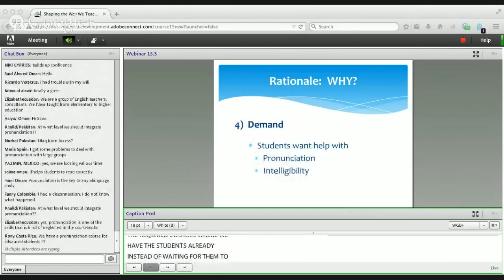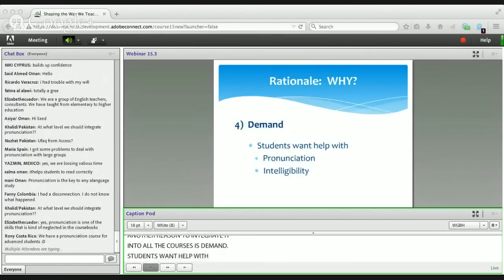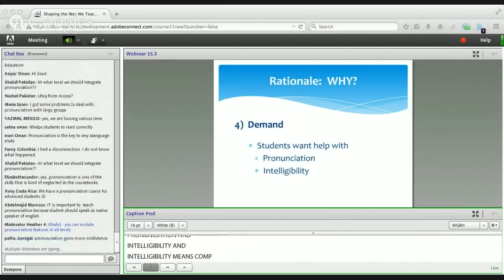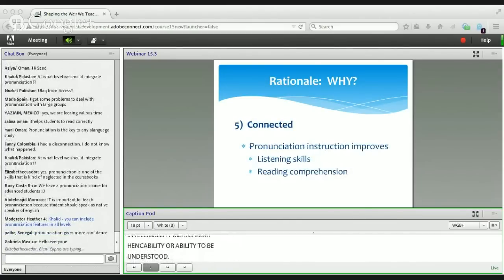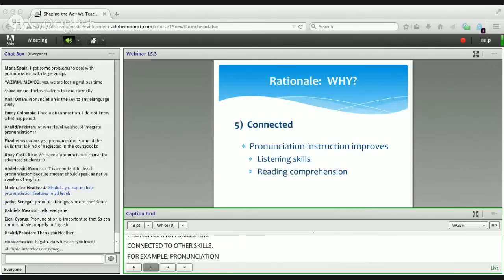Another reason to integrate it into all the courses is demand. Students want help with pronunciation and intelligibility, and intelligibility means comprehensibility or ability to be understood. Students want it and need it. Another reason to integrate pronunciation into the curriculum, throughout the curriculum, is because pronunciation skills are connected to other skills. For example, pronunciation instruction has been shown by research to improve listening skills and reading comprehension skills.